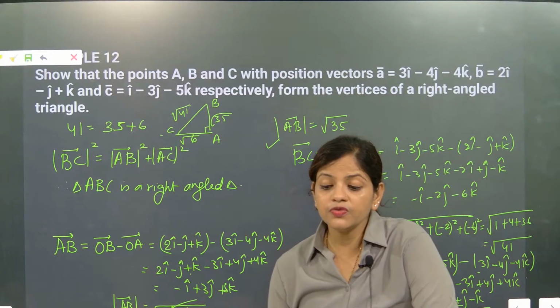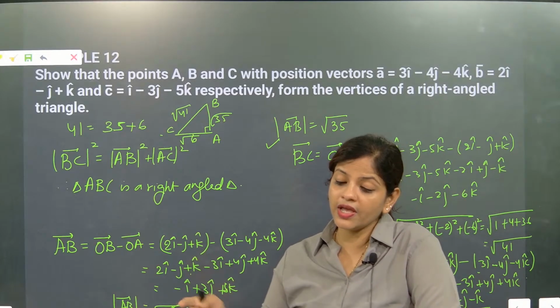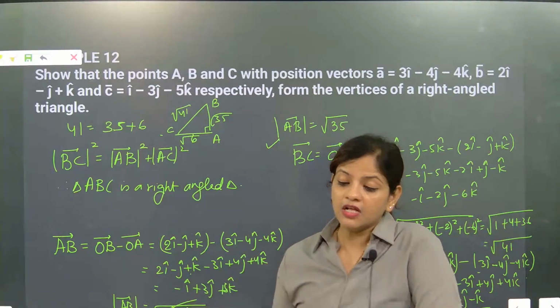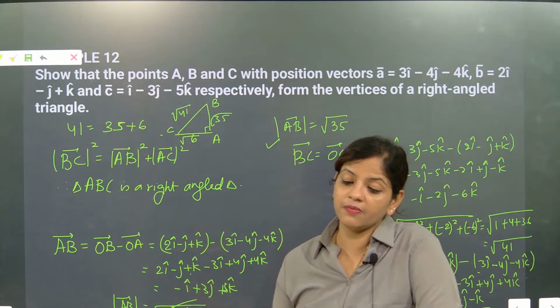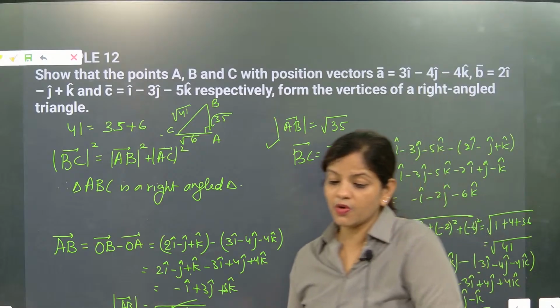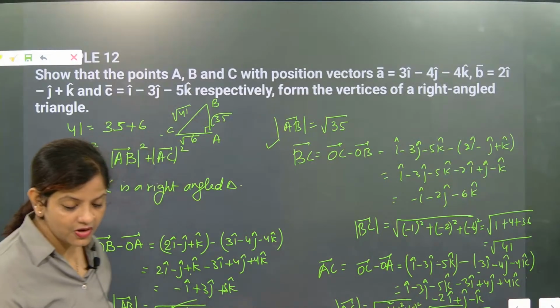Yes. Now we need to find AB, BC, AC. Position given means they are talking about OA as A vector, OB as B vector, and OC as C vector. Then only after subtracting you are getting the magnitude, beta. That's the most important part. In absence of that, the correct answer will not come.